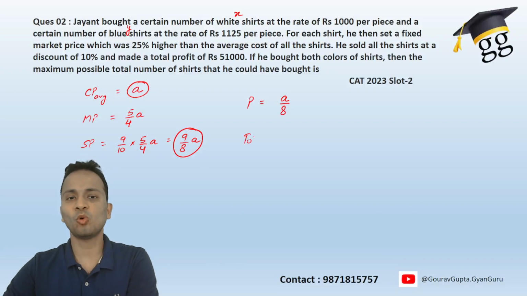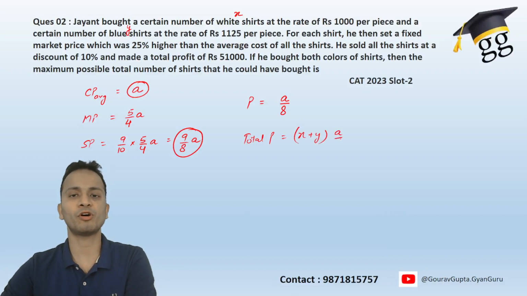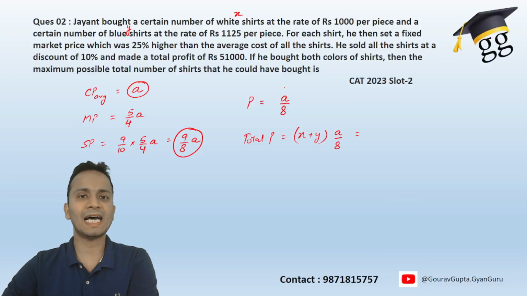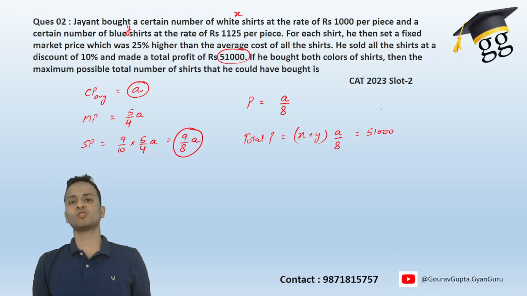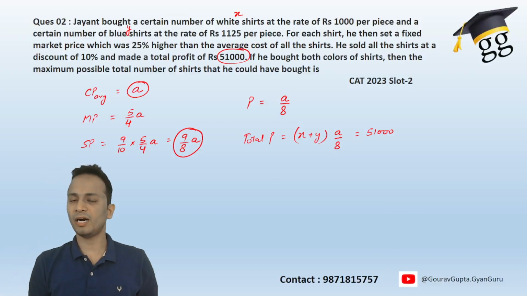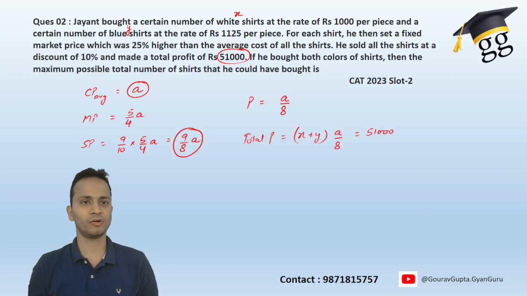So I can say that total profit will be the total number of shirts, that is x plus y, multiplied by the profit made on each shirt, and that in the question is given as 51,000. So x plus y multiplied by a upon 8 is equal to 51,000. This is given to us.